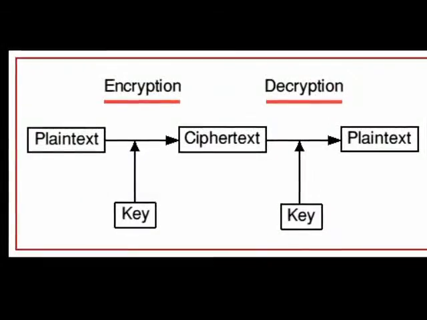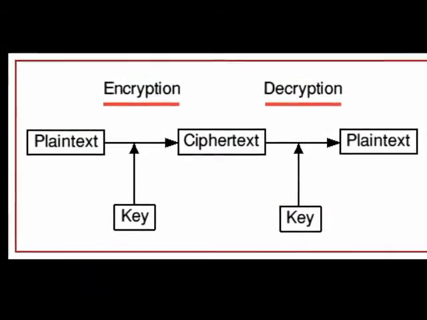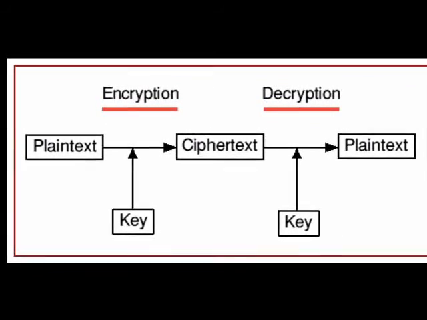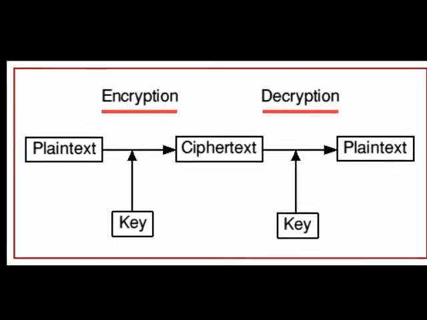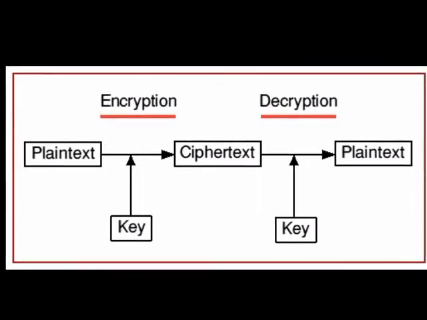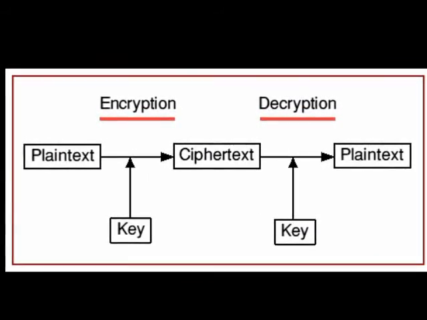In this diagram, we are going to discuss certain important points. First is plain text. Now we can convert this plain text with the help of a key into ciphertext. This method is called encryption. Then we can send it to the receiver and it can be decrypted.